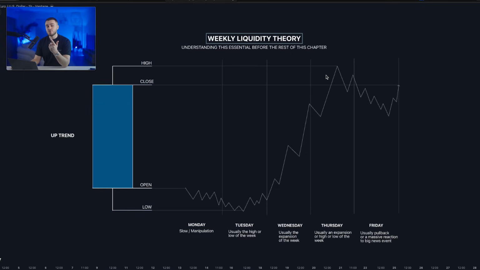Wednesday and Thursday are usually the expansion days, and then Friday and the end of Thursday is going to be the typical pullback phase. Now, Friday sometimes has its move of its own. If it's NFP, if there's any other major news event on that Friday, we will either get an expansion or a pullback. But generally speaking, in a general week, we are going to see something like this.